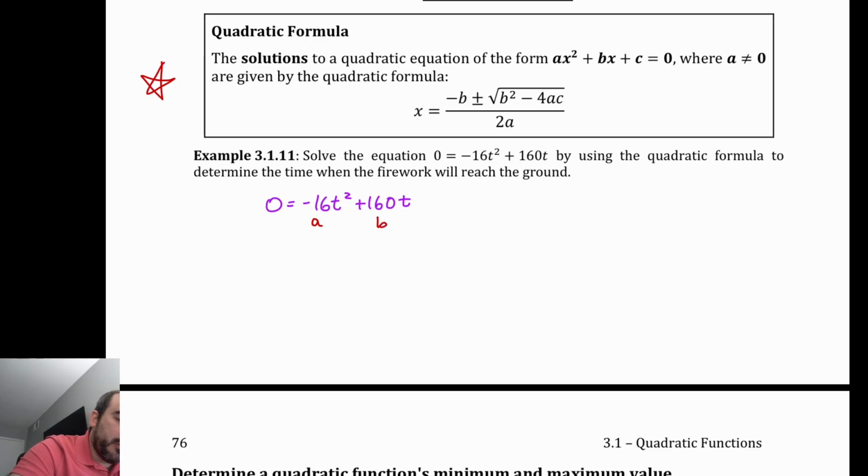0. 0, because technically there's nothing after this, but we could just put a plus 0 and that'll be our c. I don't recommend writing the plus 0 every time, but just know that if a term is missing, it's just 0, right? If the b term is missing, then b is 0.